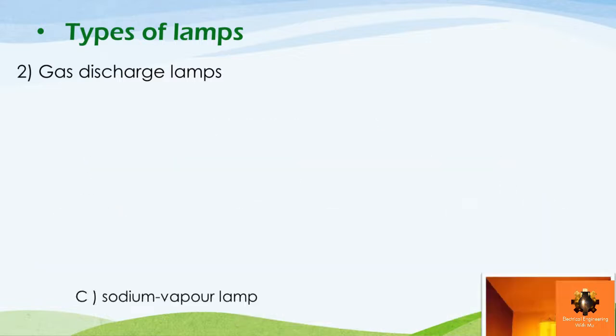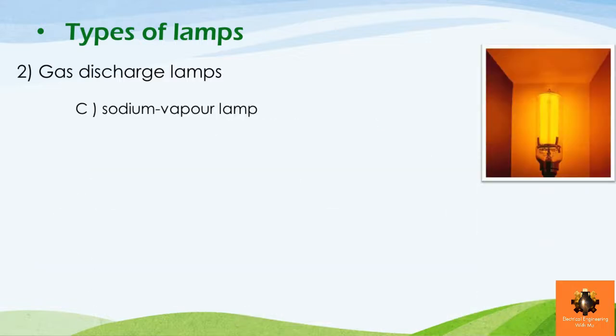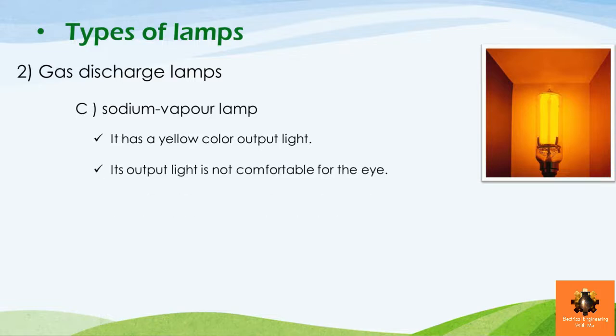Alright. Now the third type we have is the sodium vapor lamp, and as its name says, it has sodium gas inside it. The sodium is the gas which is discharged to get the required energy to produce the required output light. And this type has a yellow output color, so the sodium lamp produces a yellow color. But this yellow color is not comfortable for the eyes, so this is a disadvantage of the sodium lamps, as its yellow light is not a comfortable one.